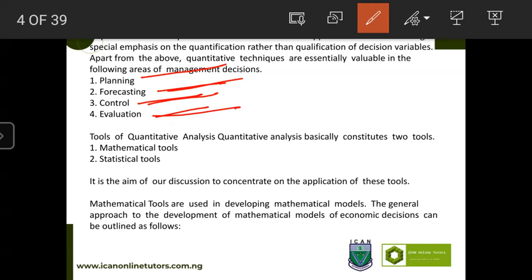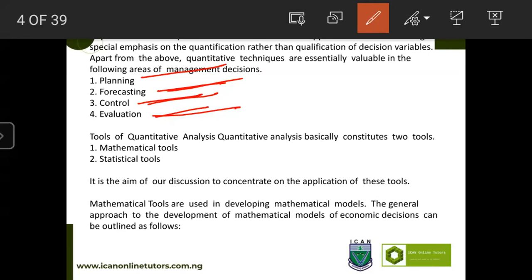But before we actually expatiate on it, let us look at the meaning of each of the tools and how they are used before we enter it deeply. I will start with the discussion of the mathematical tools.